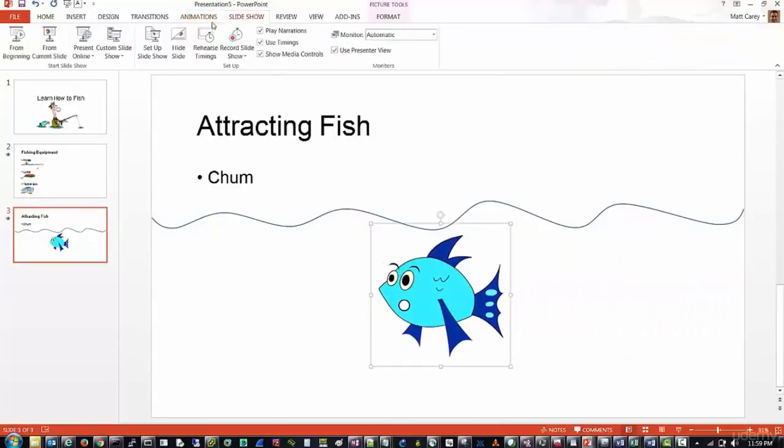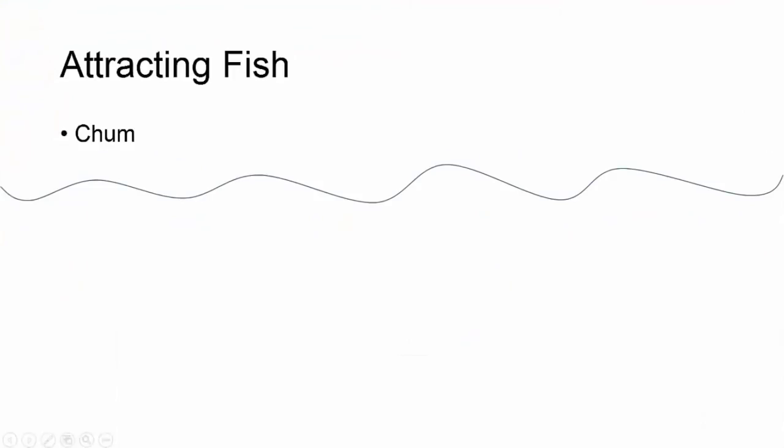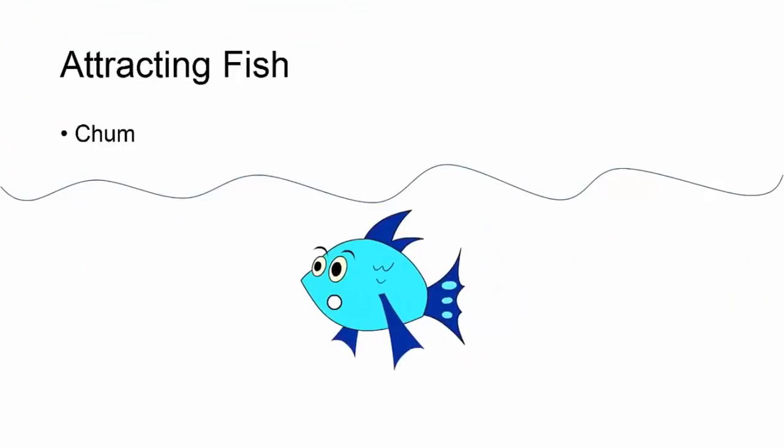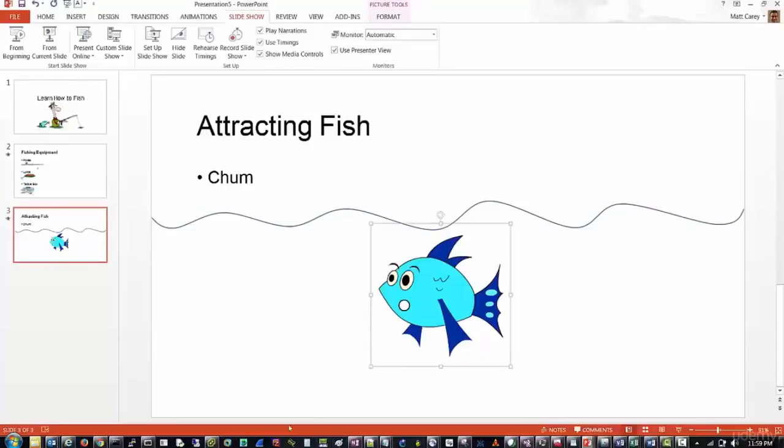So now let's preview this slide. I'll hit my down key, the chum enters the water, and my fish comes in and eats it. So that's just some cool things you can do with your different animations.